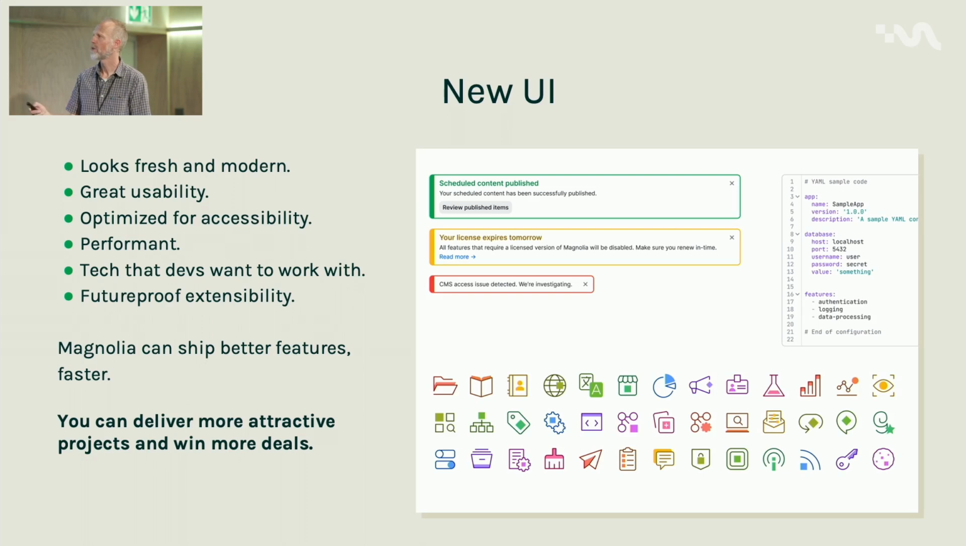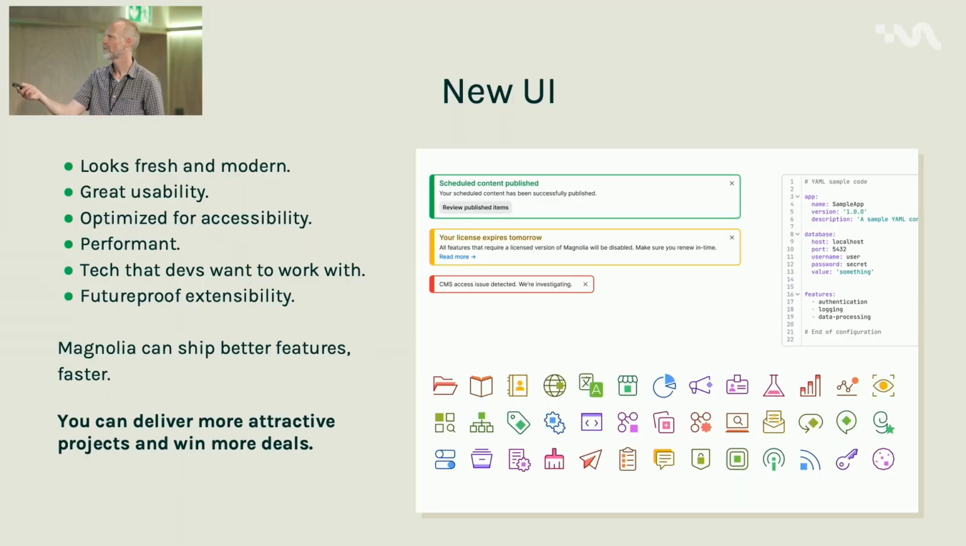Magnolia, we ourselves are going to be able to ship better features faster. One of the things that we really wanted to do was get design and development closer together, and we really see the design system and the front-end technology stack allowing us, and we've already seen that in operation, to sit down together and iterate over solutions much, much faster. And then for you, you can deliver more attractive projects and win more deals. Again, just a screenshot of the colorful new UI.